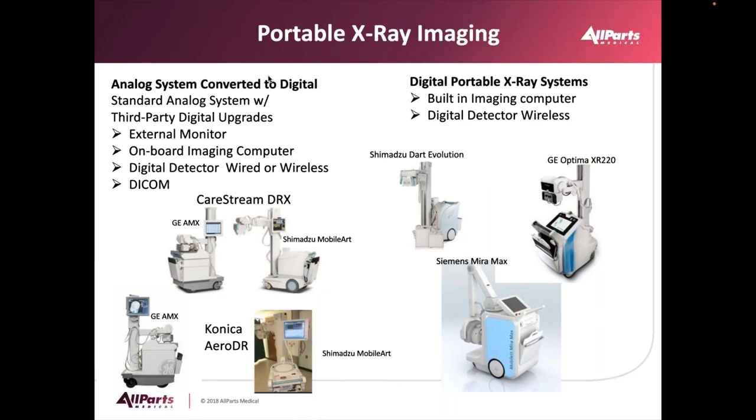In the portable x-ray realm, you have two types of systems out there in the market. You have an analog system, which is just a standard analog system that used to be used with film or CR plates, and has now been upgraded to digital via a third-party upgrade, which included an external monitor, an imaging computer, and a wired or wireless detector. Listed here, I've got two manufacturers, the Carestream DRX and the Konica Aero DR.